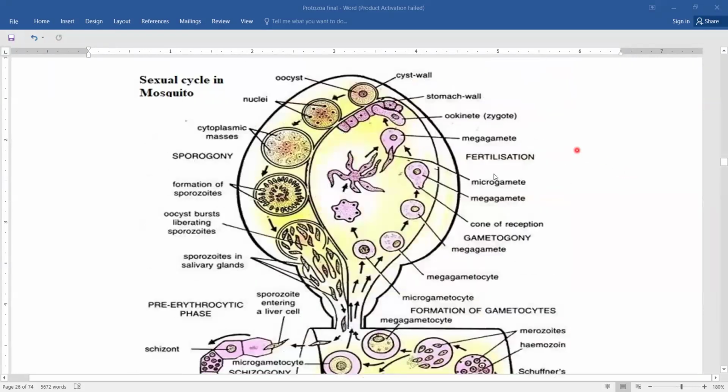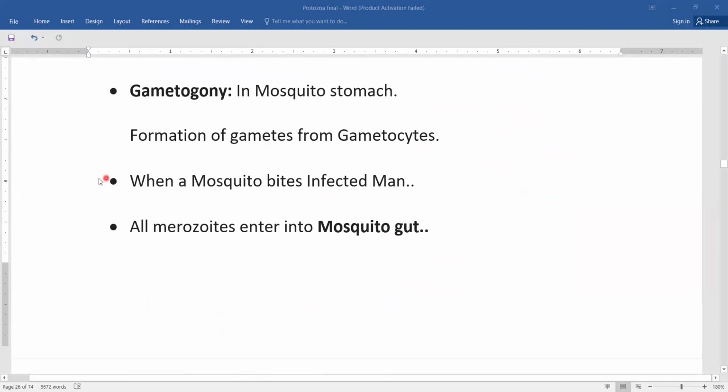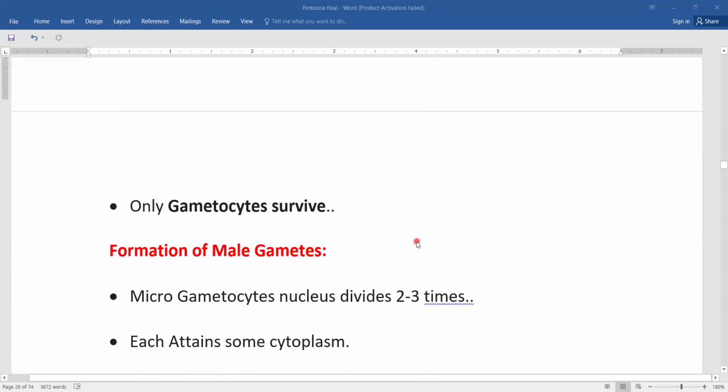The formation of gametes is called gametogamy. The formation of these spore-like structures, the sporozoites, is called sporogamy. You remember that? In the mosquito stomach, the formation of gametes from gametocytes is called gametogamy. When a mosquito bites an infected man, all merozoites, including gametocytes, also enter the mosquito gut.